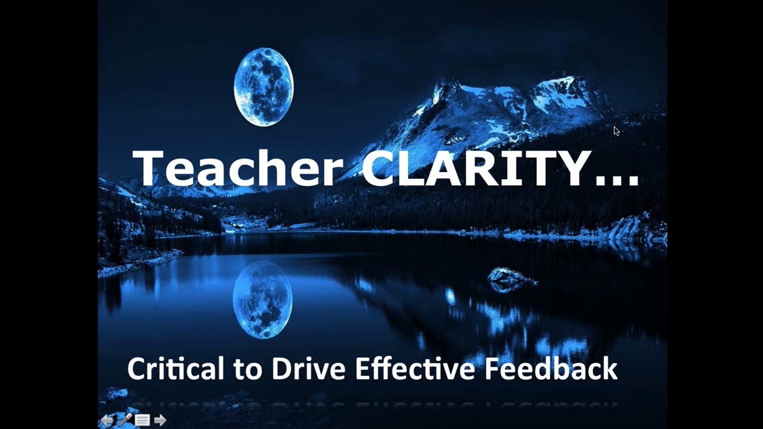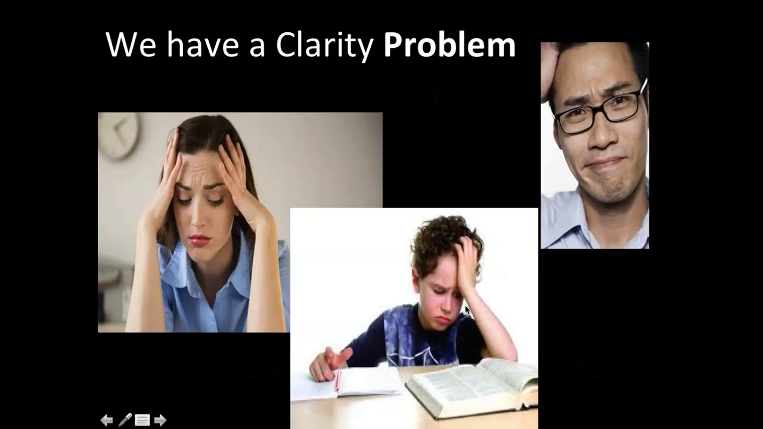So, teacher clarity, when we're talking about both learning intentions and success criteria, is critical to drive feedback. And in our schools, we have a clarity problem. There should not be a student sitting in any classroom who doesn't know what they're learning, how they'll demonstrate it, or how they'll be graded. Same thing applies to teachers. There shouldn't be a teacher who, during an observation, doesn't know what the expectations are and how they'll know if they meet them. And far too often, we aren't as clear as we could be.